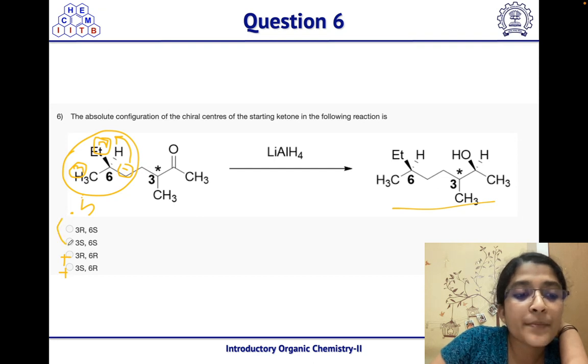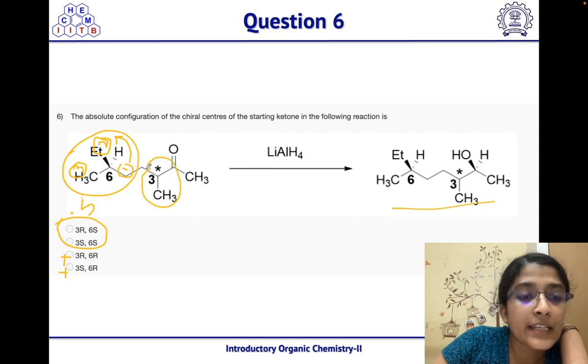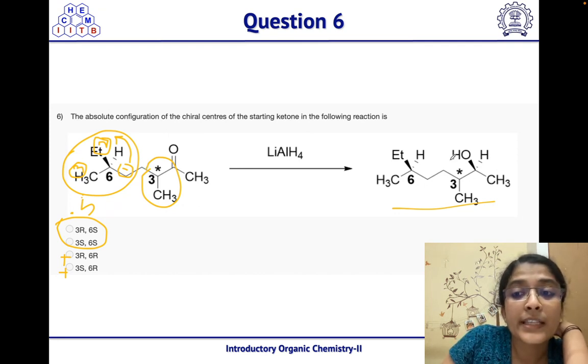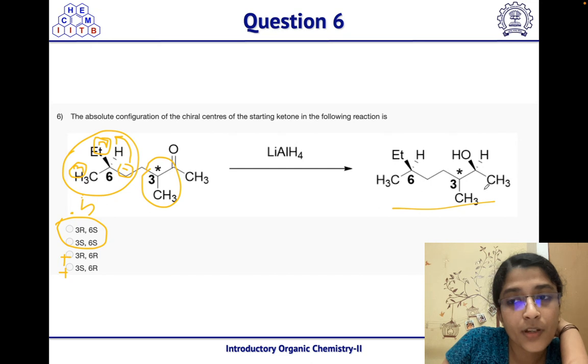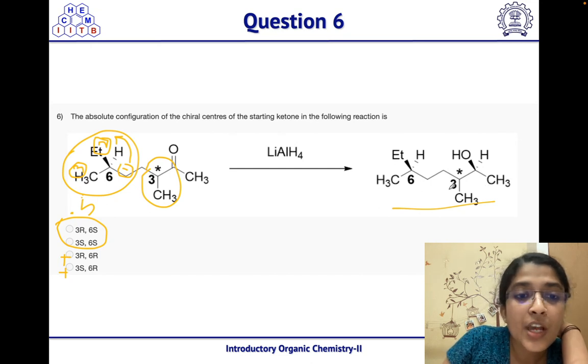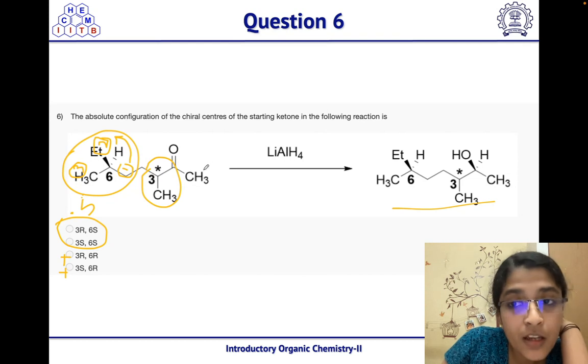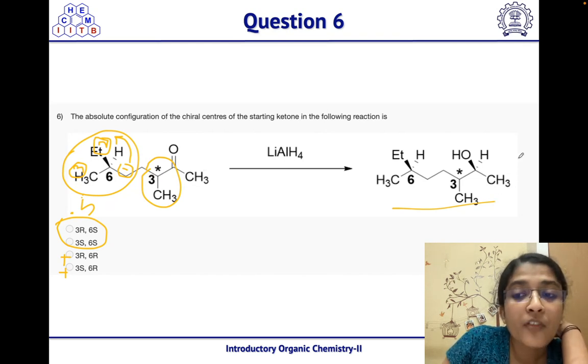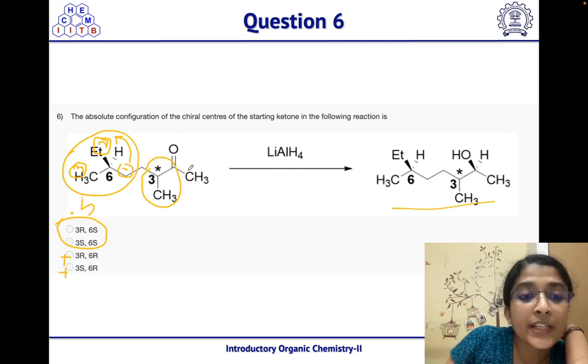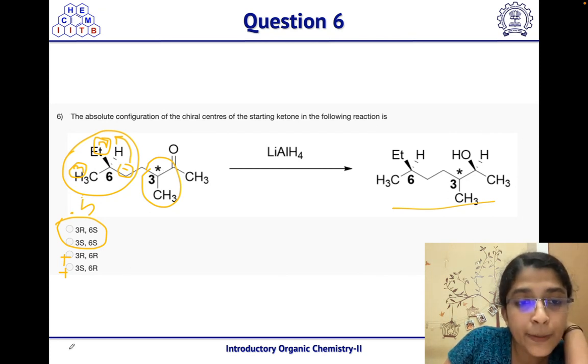So the next two options before us are these. What is the configuration at the center 3? Is it R or is it S? We have to find it out based on the answer they have given. How can we approach? We can draw a Felkin Anh model and see what will be the major product they will obtain, and we can see the configuration of the hydroxyl group in that major product, and accordingly we can come to know about the configuration at center 3. Is it clear?